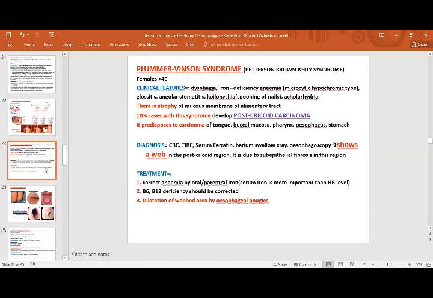So the treatment, of course, is to treat all the symptoms. We need to treat the anemia by giving iron, and we need to give B12, B6, and all these vitamins properly. And then if the web is present, we will go for dilatation with bougies.